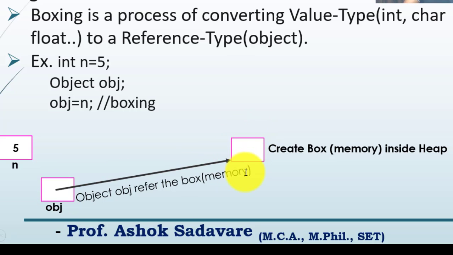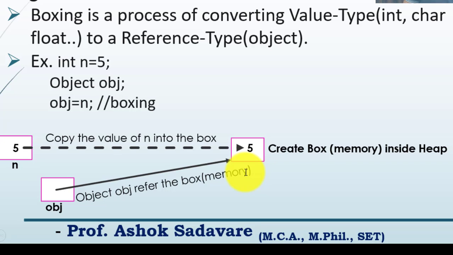And then the value of n is copied into that box, into that memory. So this object is referred to this memory having value 5.